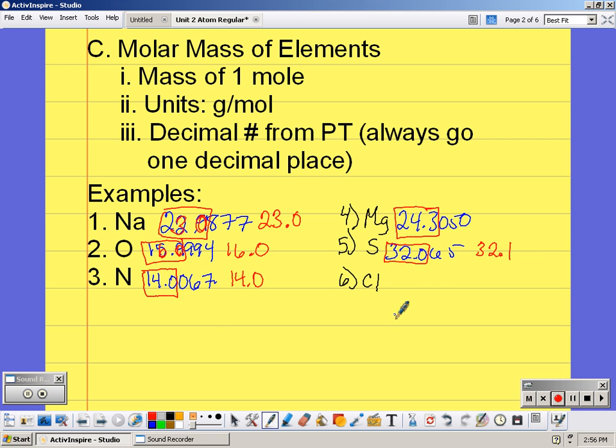And then for chlorine, we have 35.453. So we would say 35.4. The next number is a 5, which is going to round that up, so it would be 35.5 grams per mole.